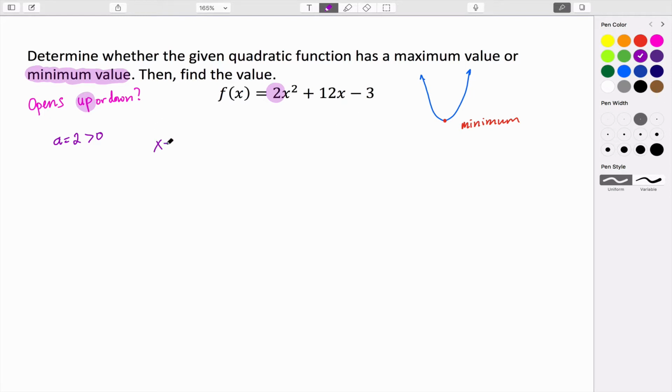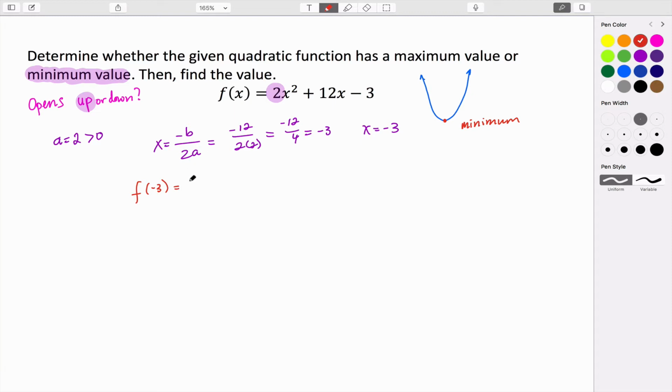So we know that x equals the opposite of b over 2 times a, which is the opposite of 12 over 2 times 2. So that's negative 12 over 4, which is negative 3. So this value, x equals negative 3, is going to be substituted back into our function to give us the value of our minimum. So what is f at negative 3?